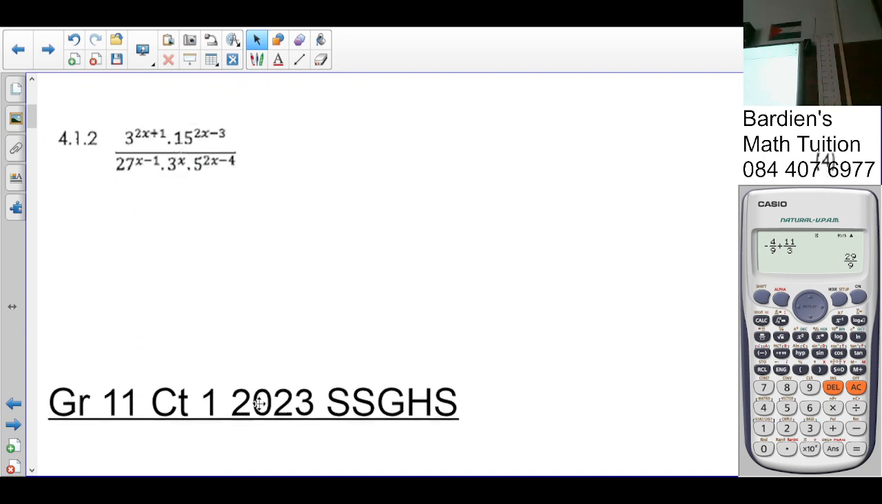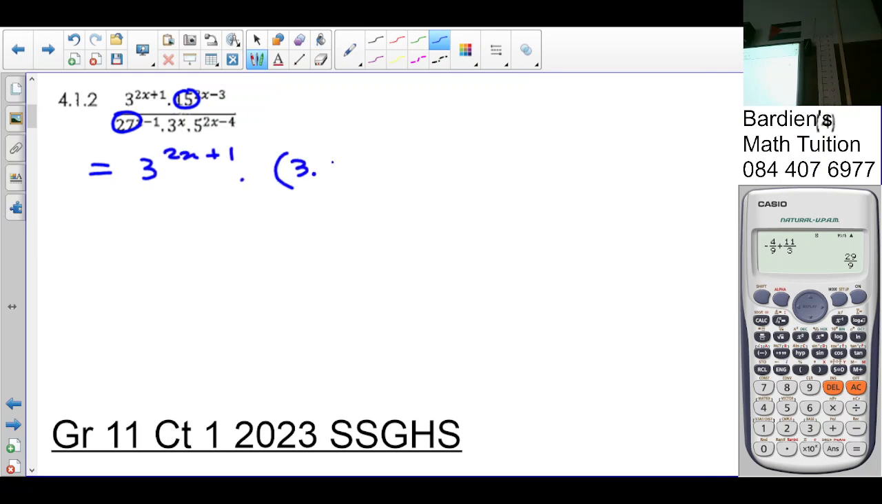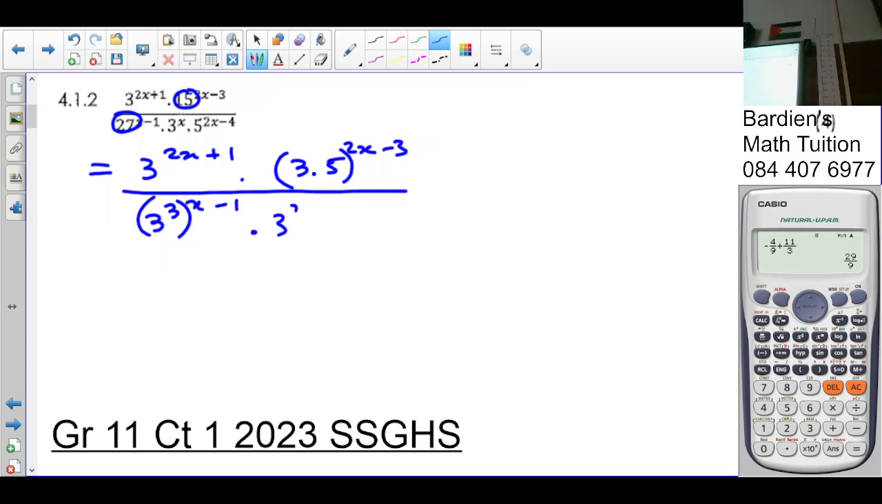The next question is 4.1.3. Again, to simplify, you've got 3 to the exponent 2x plus 1 times 15 to the exponent 2x minus 3 over 27 to the exponent x minus 1 times 3 to the x times 5 to the 2x minus 4. So the first thing is you're going to break up all these bases into products of their prime factors. So it's 3 to the 2x plus 1 times, now 15 can be written as 3 times 5 raised to the 2x minus 3, over 27 is going to be 3 cubed raised to the x minus 1 times 3 to the x times 5 to the 2x minus 4.